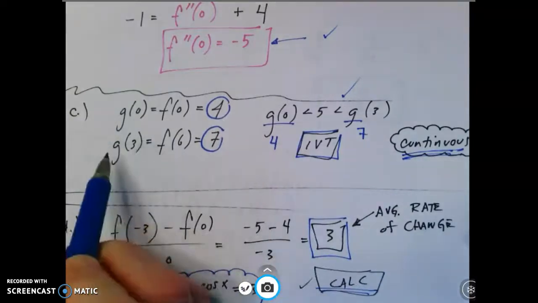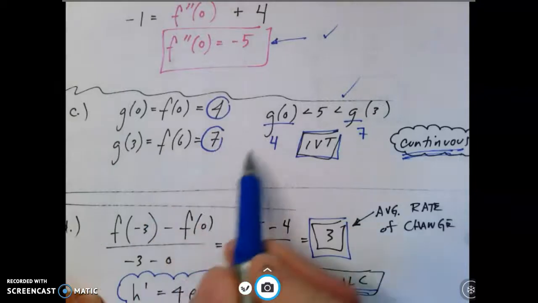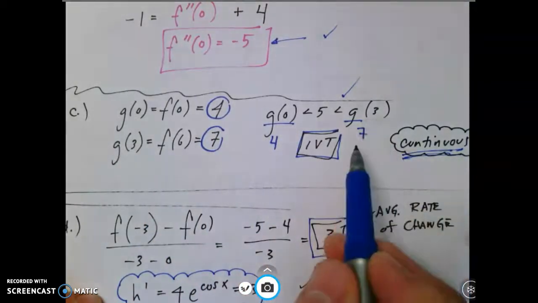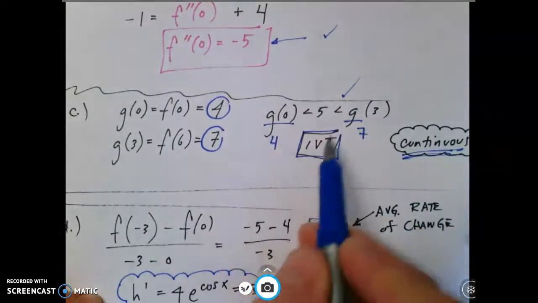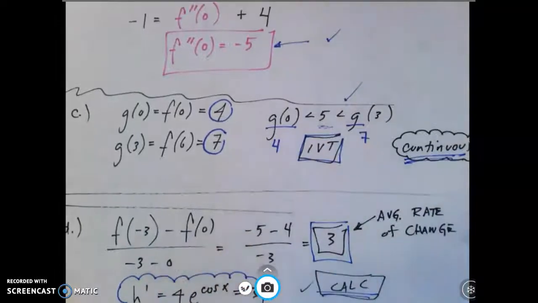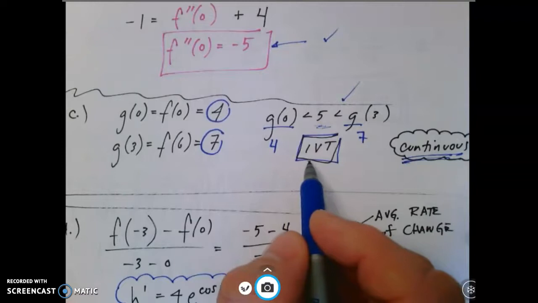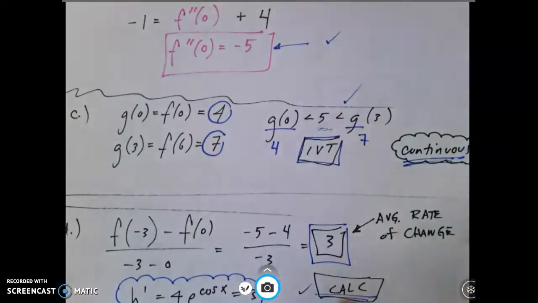We do the same thing for 3. g of 3 is equal to f of 6, which is equal to 7. So then we know that g of 0 is 4, g of 3 is 7. Therefore, by the intermediate value theorem, there must be some c that gives us 5. We must cross over that. We can show a little graph here. We can do whatever we want to do. But we must mention continuity, we must mention the intermediate value theorem, and we must explain the process.